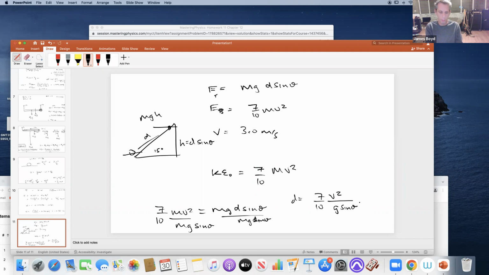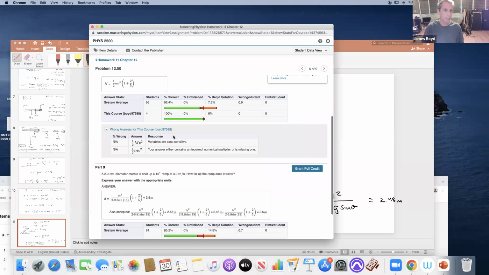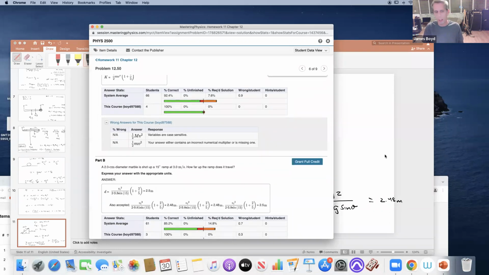7/10 times 3 times 3 is 9, divided by 9.8 times sine of 15. I get 2.48 meters, or 2.5 if you round.